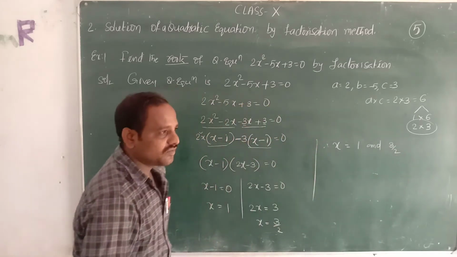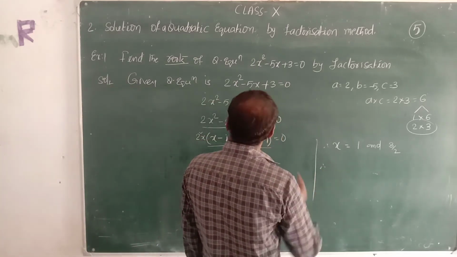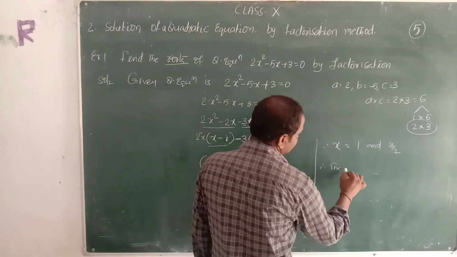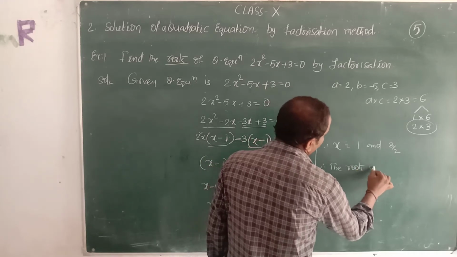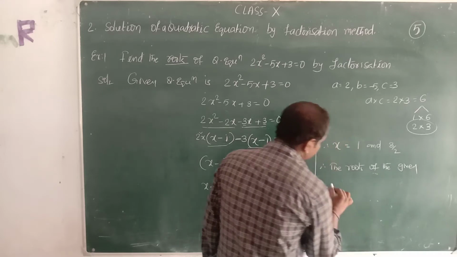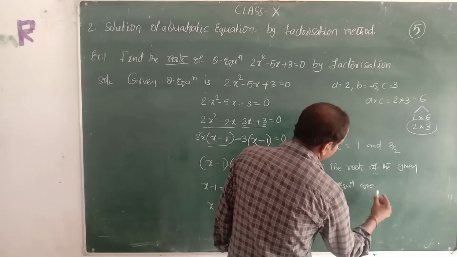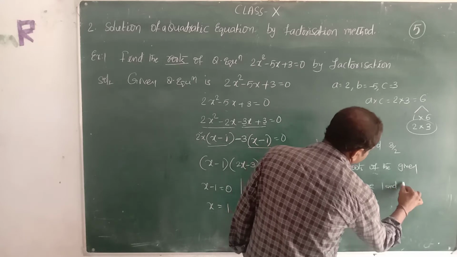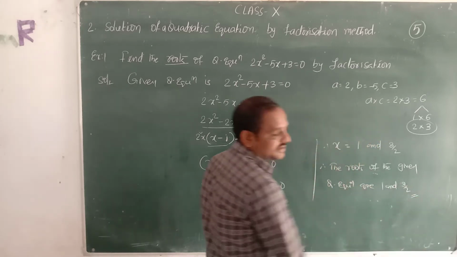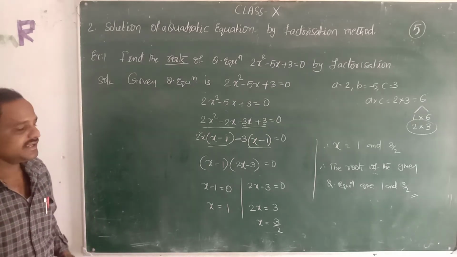Did you understand? What can I say about it here? Therefore, the roots of the given quadratic equation are 1 and 3 by 2. Did you understand? Okay, once again, listen carefully.